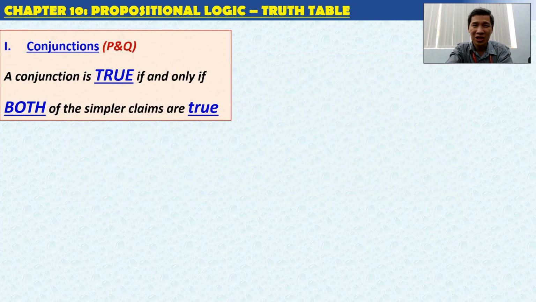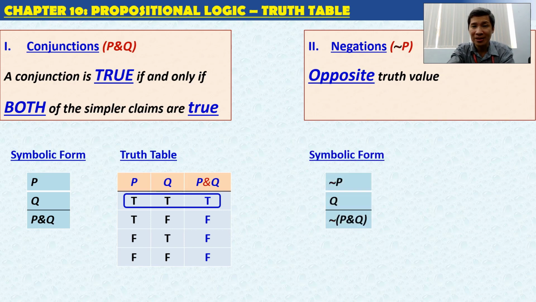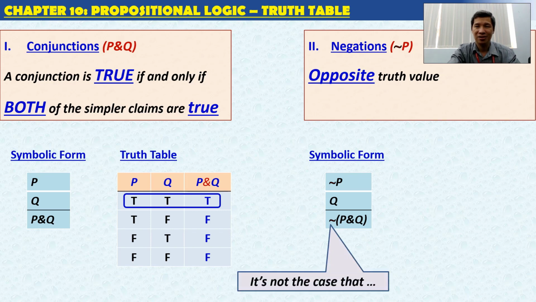Okay, now conjunctions. The value is true if and only if both of the claims are true, and we have this table, right? Negation is the negative of the positive statement, and we have the opposite truth value. P, not P, and we have Q, not the case P and Q. This is the special case. Not the case, then we have negation, and you have the brackets. And remember, we say not the case P and Q. We don't say not P and Q, because not P and Q, we just write in a different way.